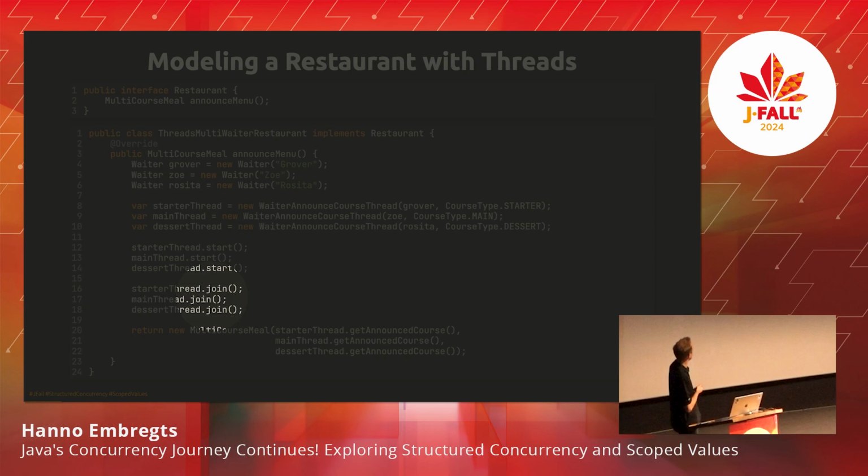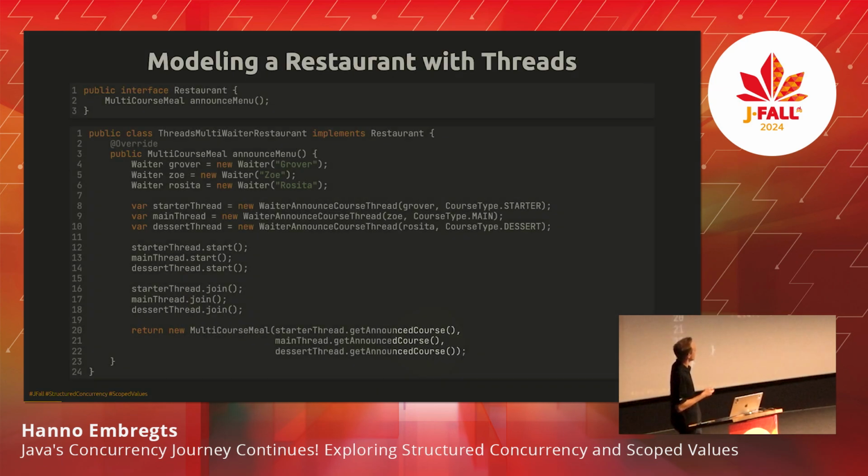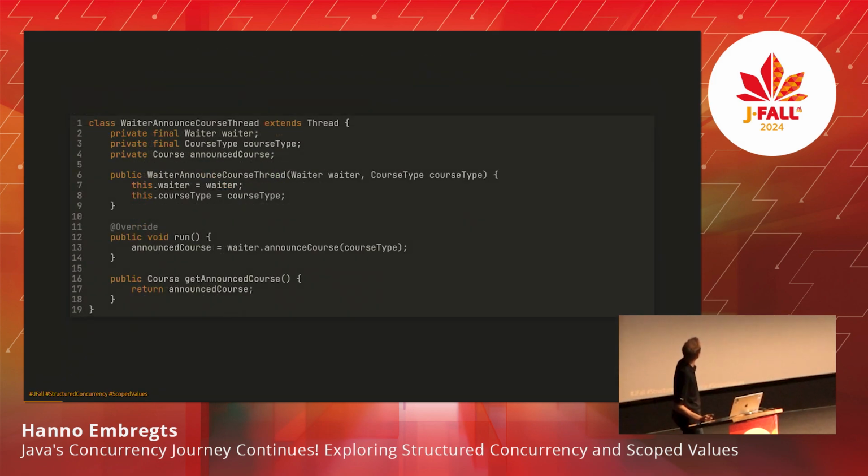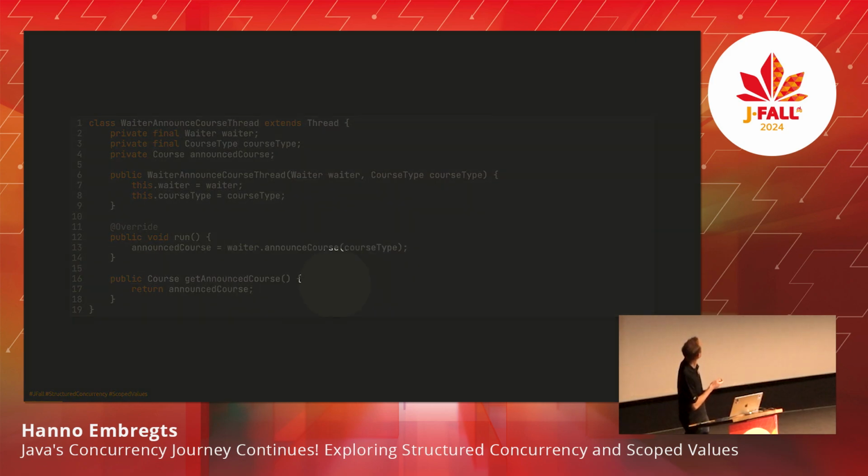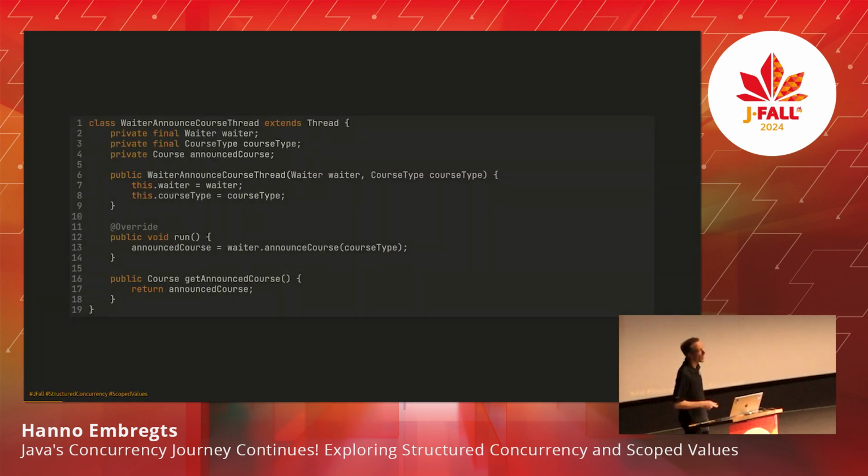You have to join all of them to make sure that at the end everything is done, and then you can announce the courses. This was before callables, right? In Java 5.0, we got the callables. That meant that we could just define a task and get a result out of it. But in the Java 1.0 era, we had to put a field in the subclass of thread, something like this, right? And then this announced course here would be filled up, and then the result will be available.